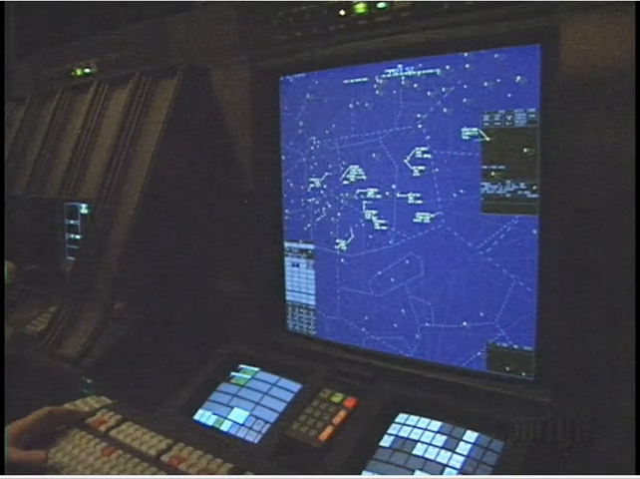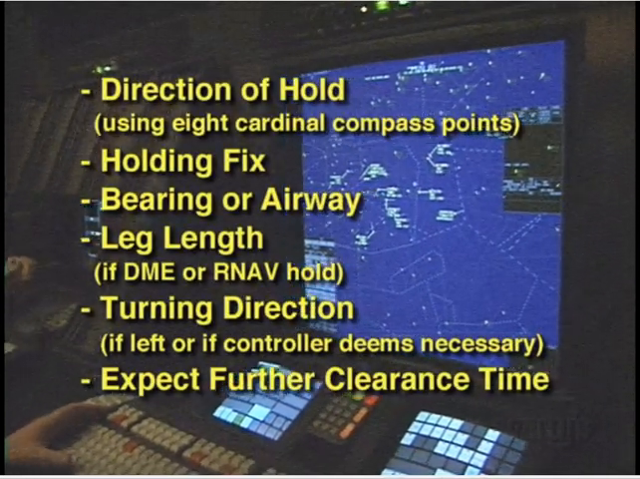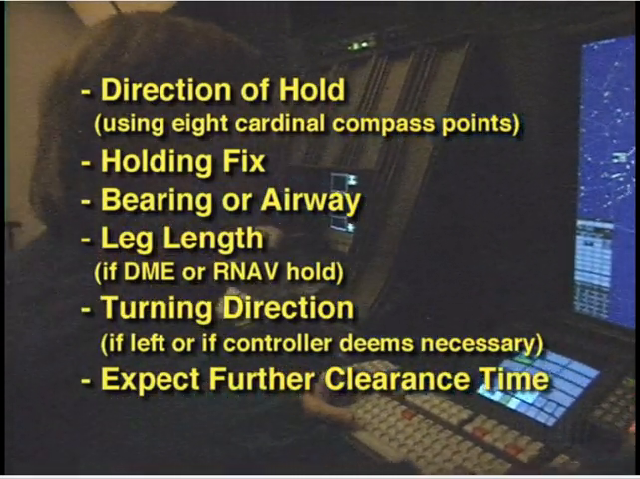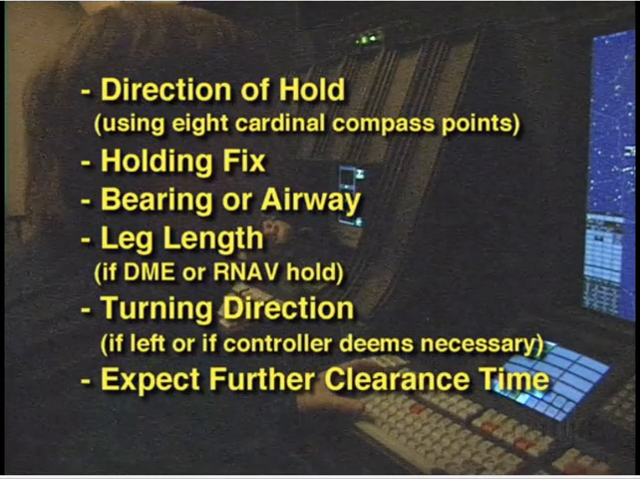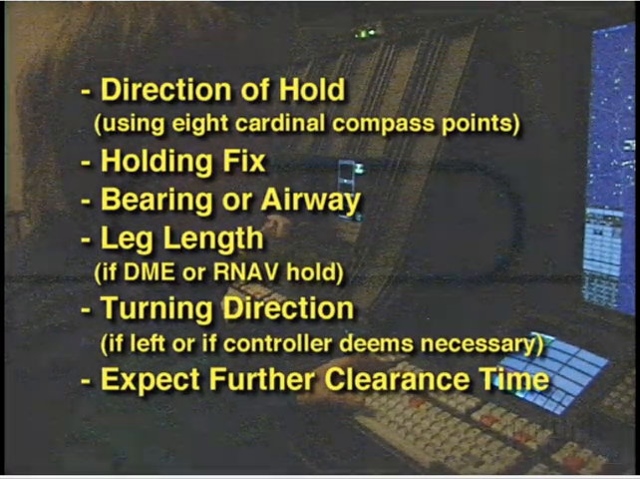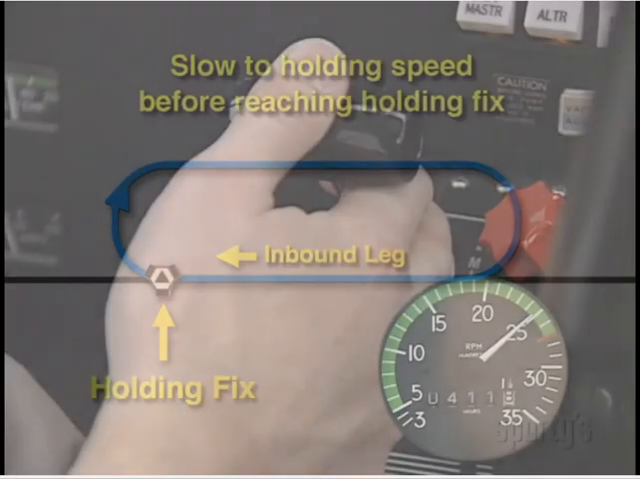For a hold that is not charted, the controller will tell you what direction to hold, the holding fix, the bearing or airway upon which to hold, leg length if necessary, the turning direction if it is left, and the expect further clearance time. The end of the inbound leg is marked by the holding fix. This may be a navaid, waypoint, intersection, or DME distance. To begin, you fly to the holding fix.